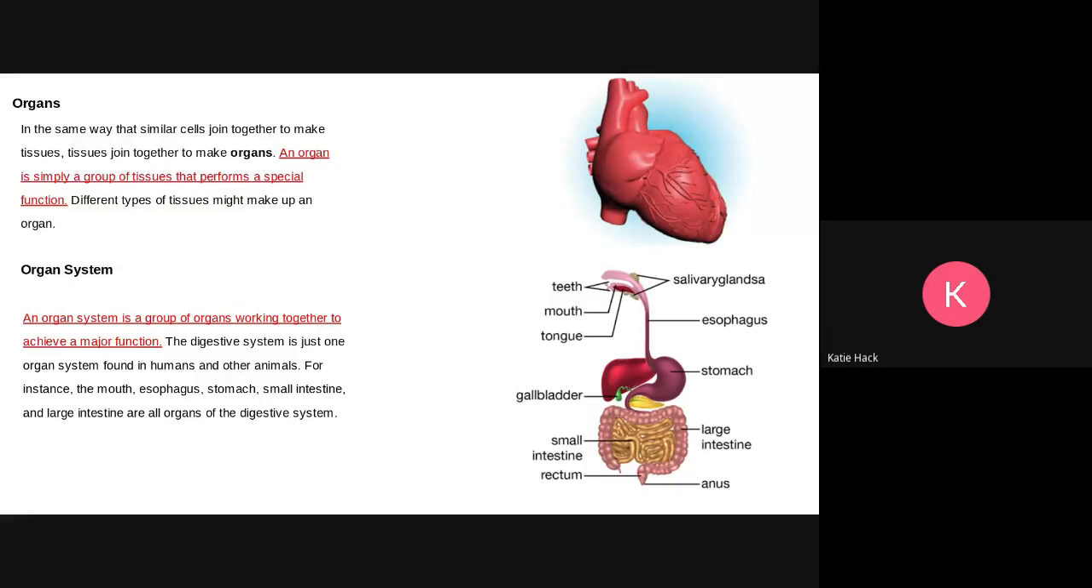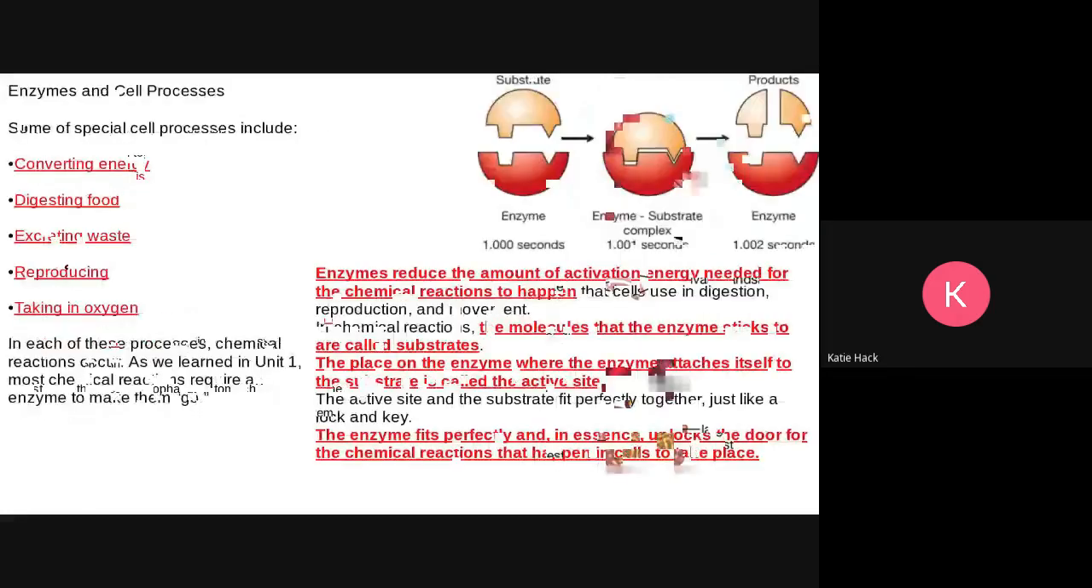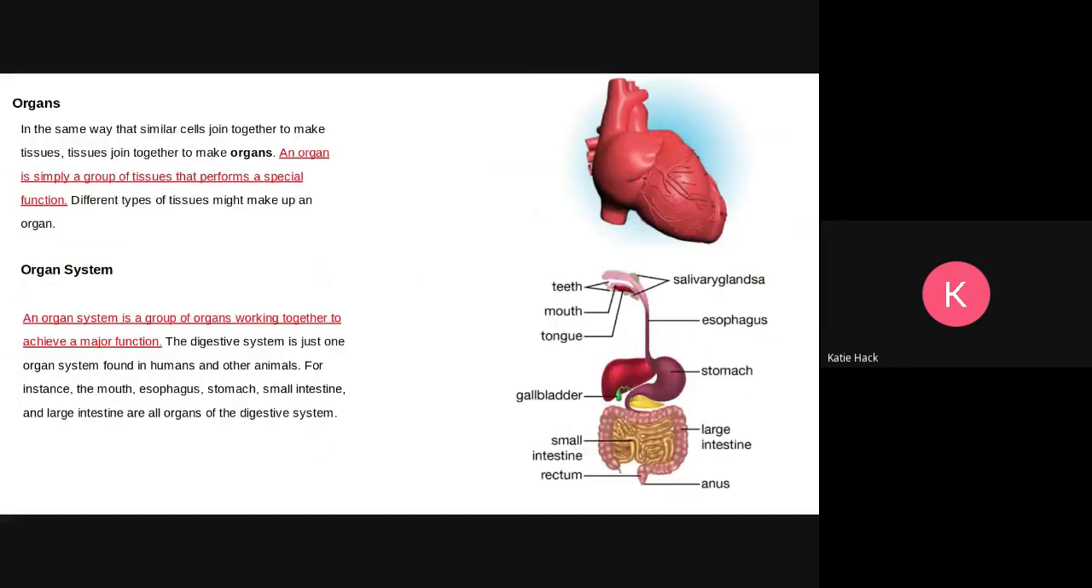An organism is a living thing that's composed of systems. Now, whenever you take these organ systems, such as your cardiovascular system, your nervous system, your digestive system, muscular system, you put them all together and you create an organism.